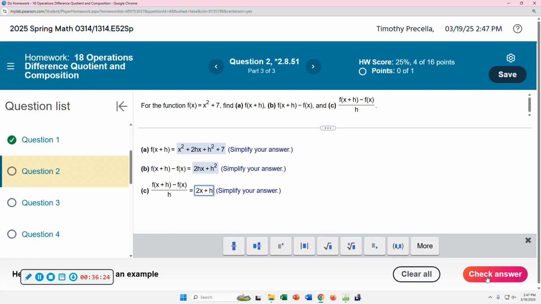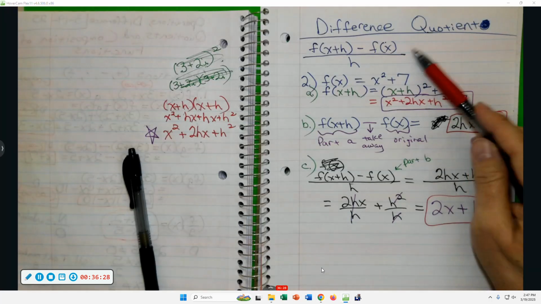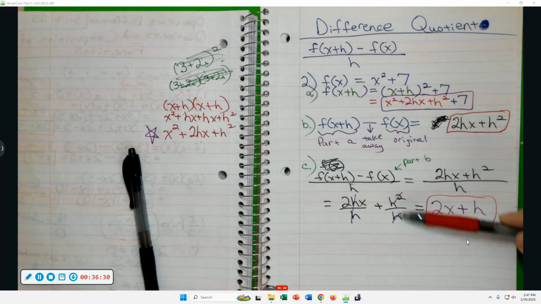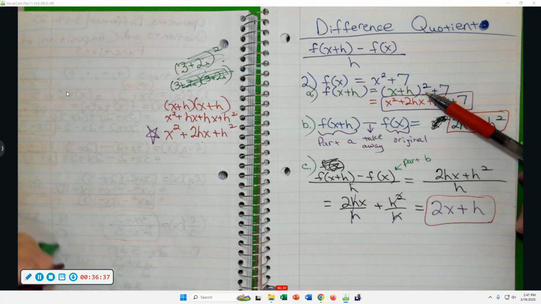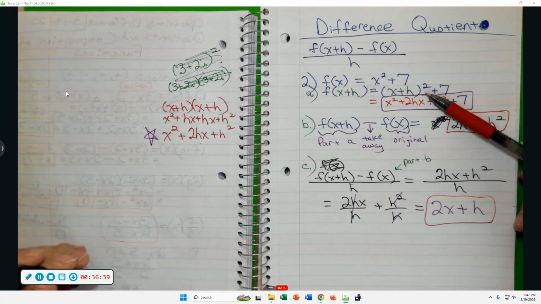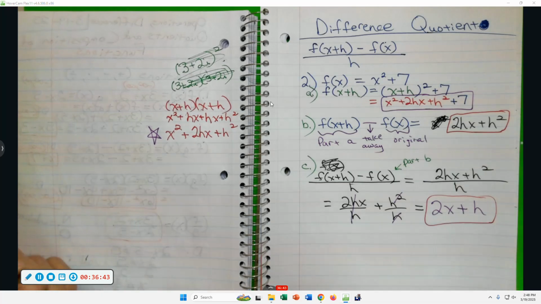Now, even if they ask me to simplify a difference quotient, I'm going to break it into A, B, and C. Even if they don't ask me to do that, I'm going to first of all find f of x plus h. That's generally the longest part of the problem. Then take away the original terms. Finally divide by h. Any questions there?